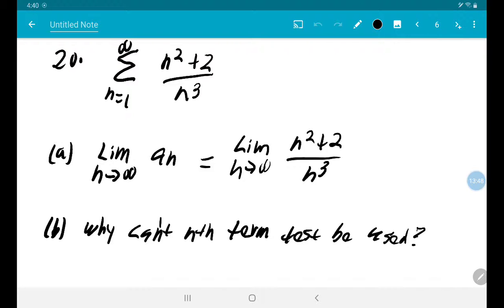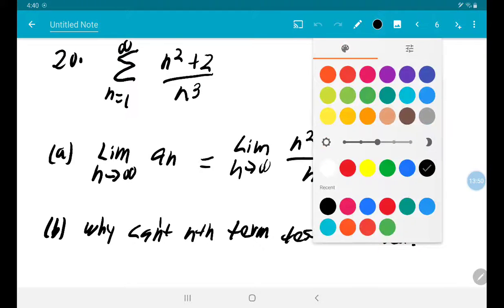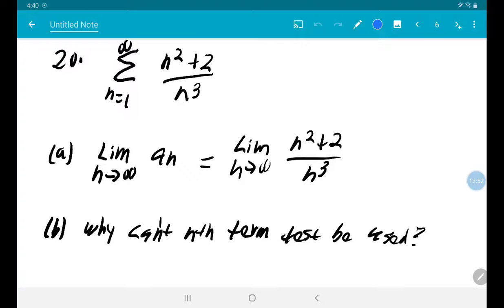Okay, last question I want to go over, or that was asked, was number 20. It basically asks me, here's a series from 1 to infinity, n squared plus 2 over n cubed. And first thing I'm asked to do is to find the limit as n approaches infinity of this. When it says a_n, that's your a_n. It's the part that's being added that you're plugging into.